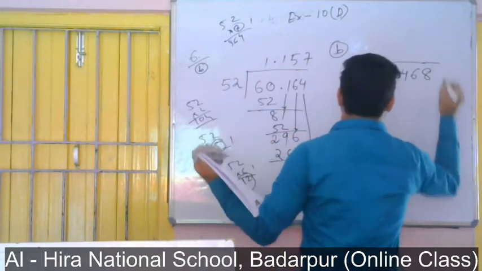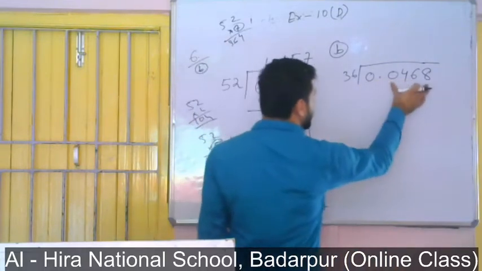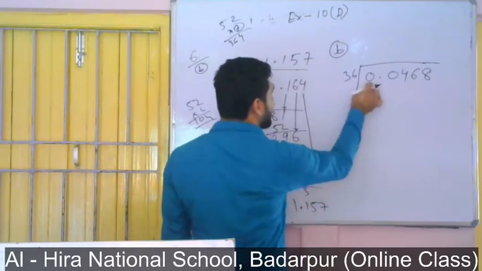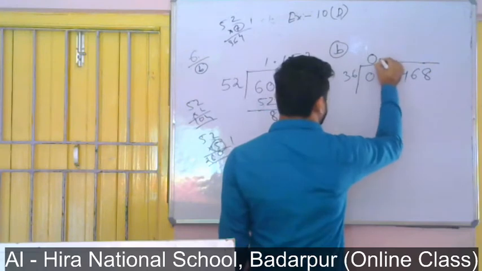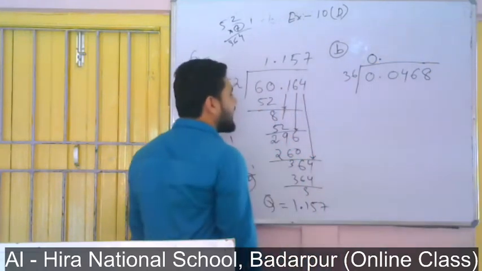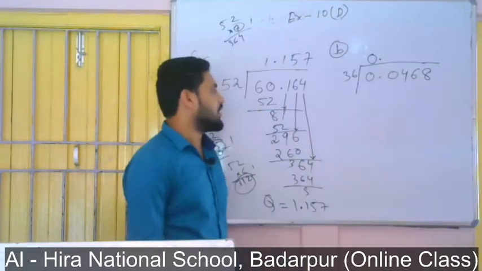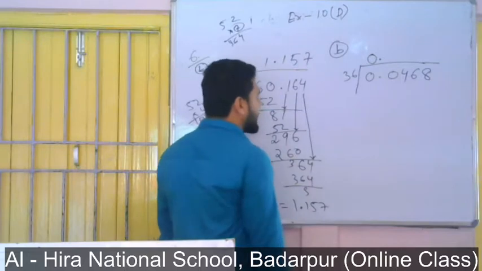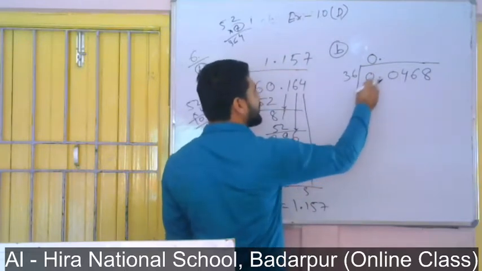0.0468. Here you see this is the integral part and this is the decimal part. Whenever you cannot divide the integral part by the divisor, at that time we put 0 point directly. This is the rule. We cannot divide 0 by 36, that means we cannot divide the integral part, so for that reason we will put 0.